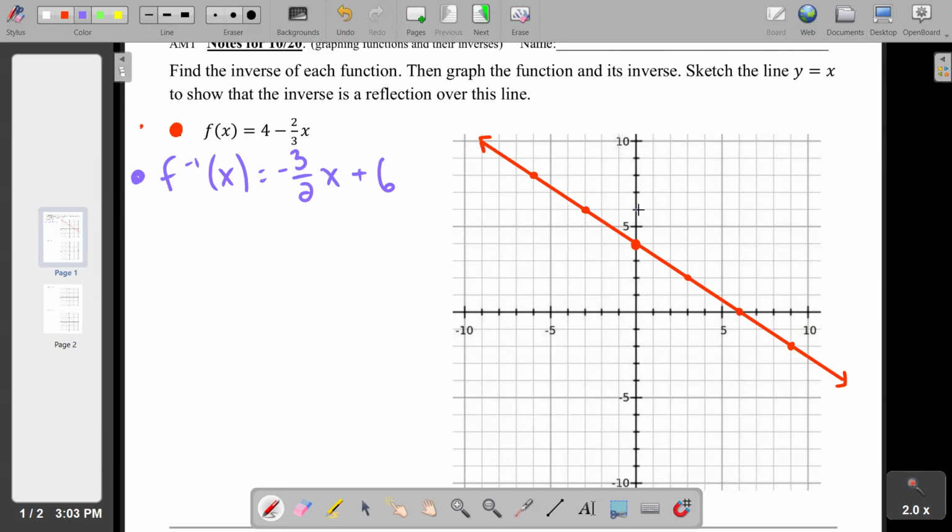And what's his slope? Up 6? I already went up 6. We're done with that. We're on the slope now.